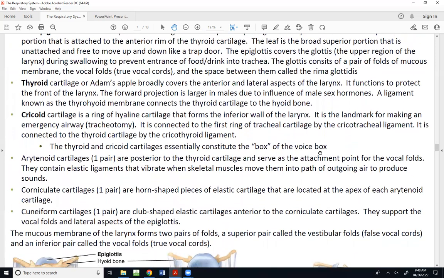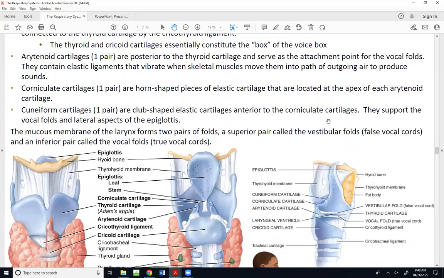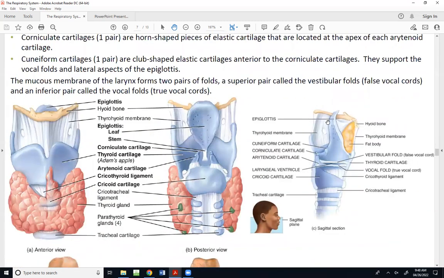Your epiglottis covers the glottis, which is the upper region of the larynx, when we swallow to prevent the entrance of food or drink into the trachea. Your glottis consists of a pair of folds of mucous membrane, which include the vocal folds or the true vocal cords and the space between them, which is called the rima glottidis. And we can actually see the true vocal folds or vocal cords right here shown very nicely.